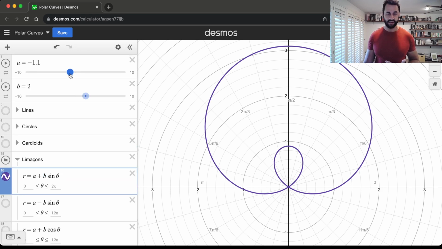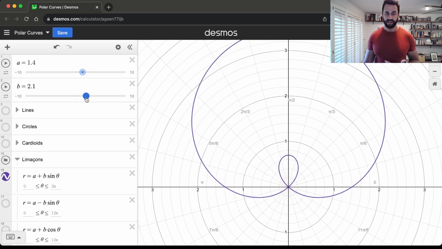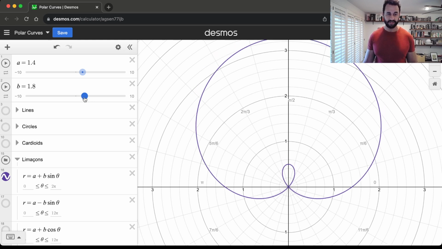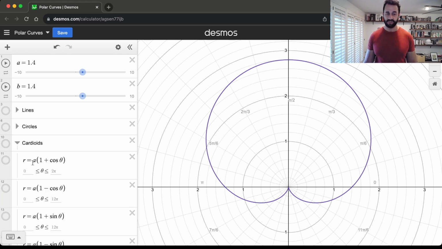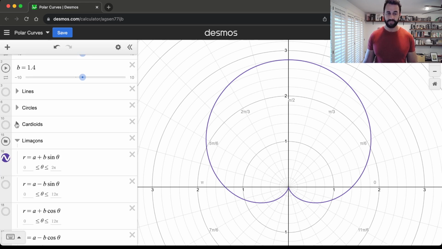So check this out. Let me make A positive for now. There we go. So B is 2, and the size of B partially determines what the size of this little loop is. If A is equal to B, watch what happens. Or maybe I should say if B is equal to A, you get a cardioid. You get a cusp there instead of a little loop. And that's because in this situation, this would be A plus A sine theta, which is the same as this. Here you go. A plus A sine theta for the cardioid. So limaçons are like a generalization of a cardioid, you could say.